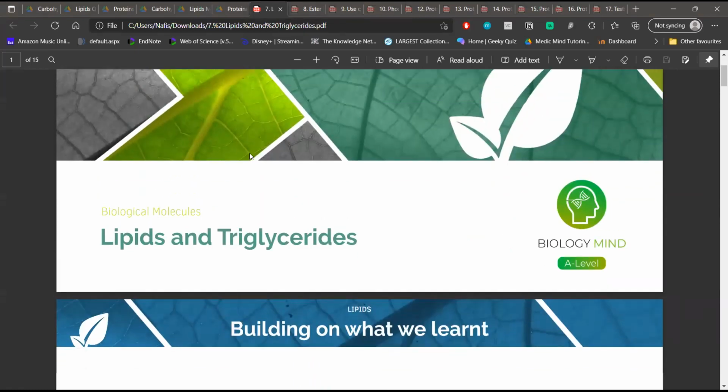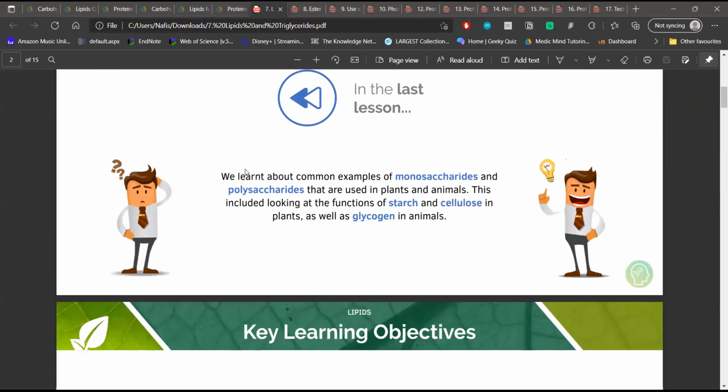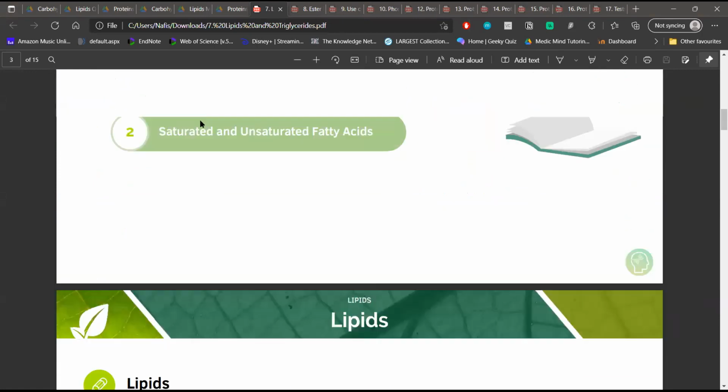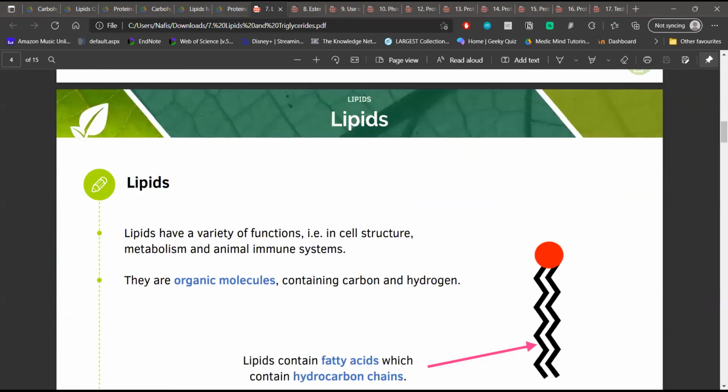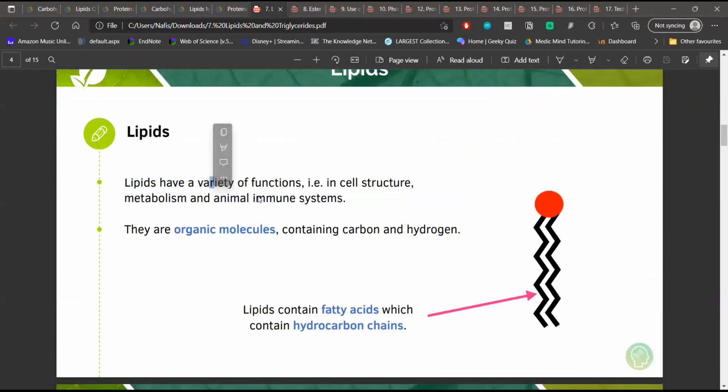Okay, lipids and triglycerides. So, structure of lipids and triglycerides, saturated and unsaturated fatty acids. Lipids have a variety of functions, i.e. in cell structure, metabolism, and animal immune systems. Arguably, in terms of crucialness in humans, it would go proteins, lipids, and then carbohydrates. Whereas in plants, it's the opposite way around. It pretty much goes carbohydrates are probably the most crucial building block, then proteins, and then lipids. So there are significant differences between plants and humans on this. But lipids have such a huge variety of functions.